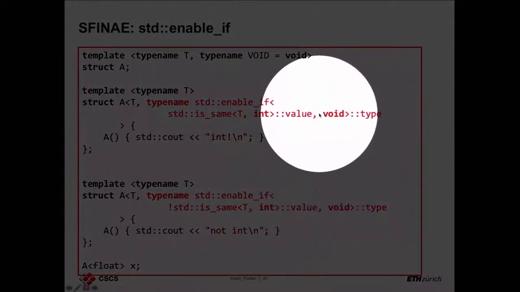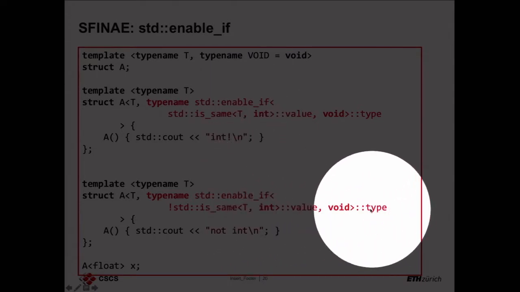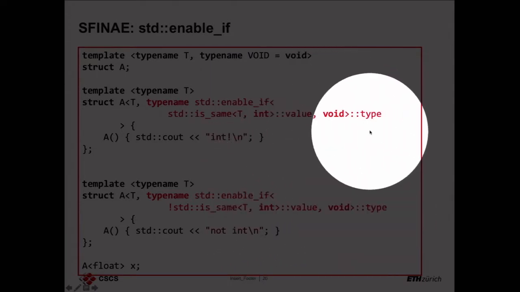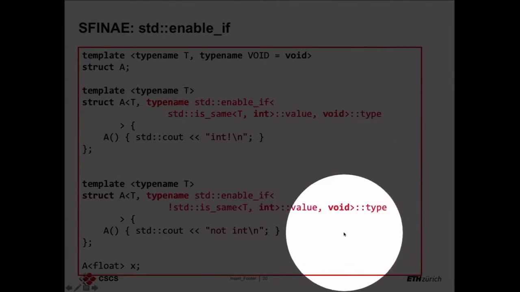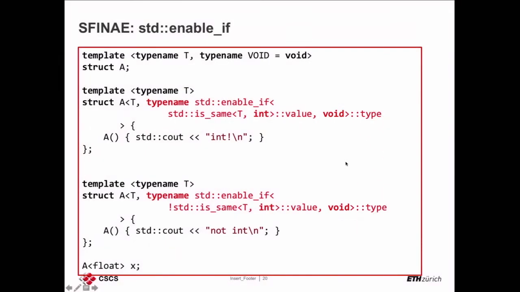Basically, if it is true, this type is in there, otherwise it's not there. So when I do ::type, it doesn't find it, it is an error. It doesn't tell you it is an error, it just ignores this thing, and you get the SFINAE.